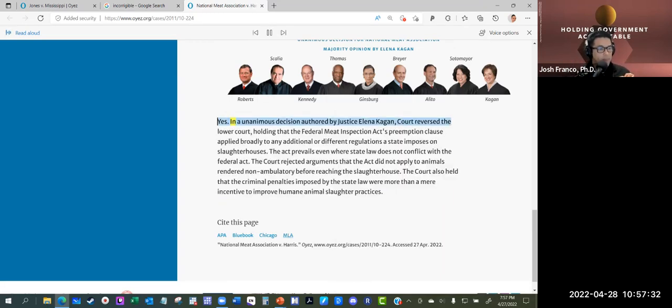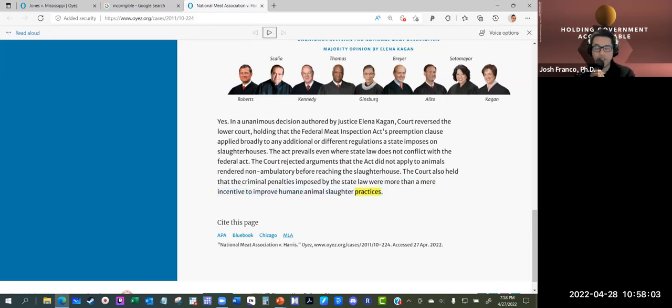In a unanimous decision authored by Justice Elena Kagan, the court reversed the lower court, holding that the Federal Meat Inspection Act's preemption clause applied broadly to any additional or different regulations a state imposes on slaughterhouses. The act prevails even where state law does not conflict with the federal act. The court rejected arguments that the act did not apply to animals rendered non-ambulatory before reaching the slaughterhouse. The court also held that the criminal penalties imposed by the state law were more than a mere incentive to improve humane animal slaughter practices.